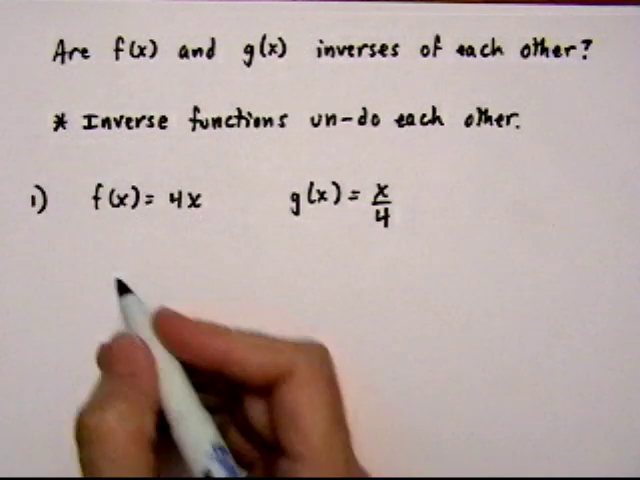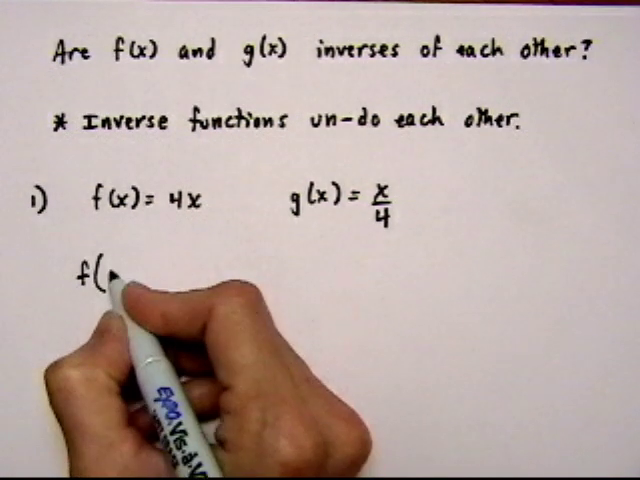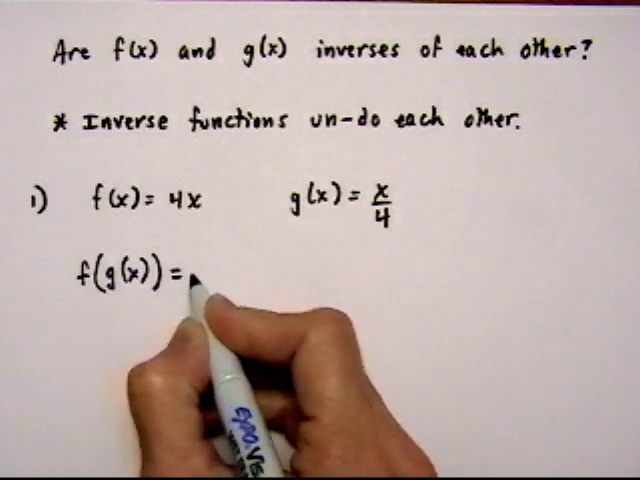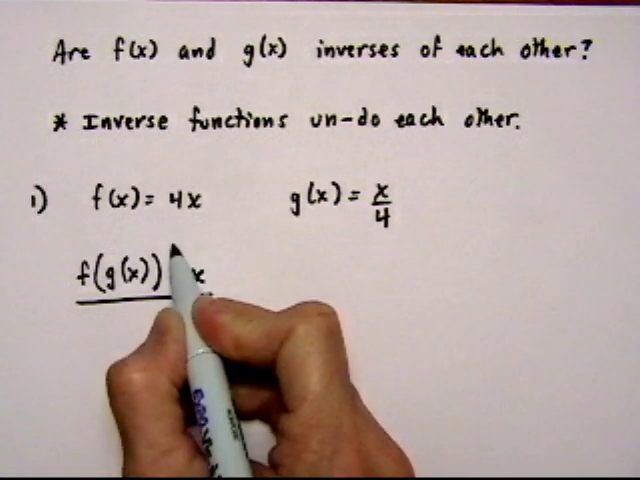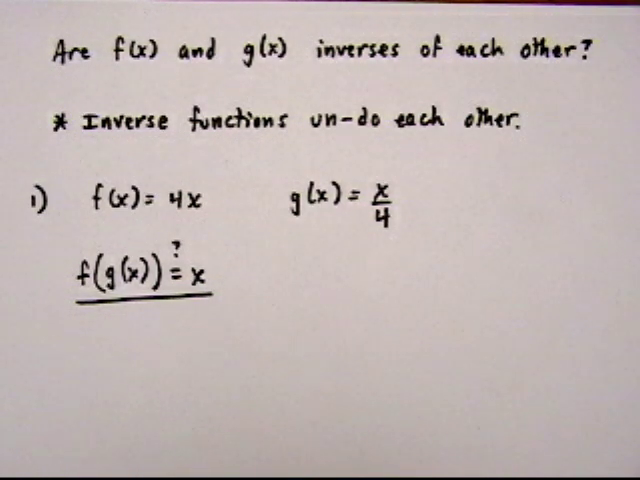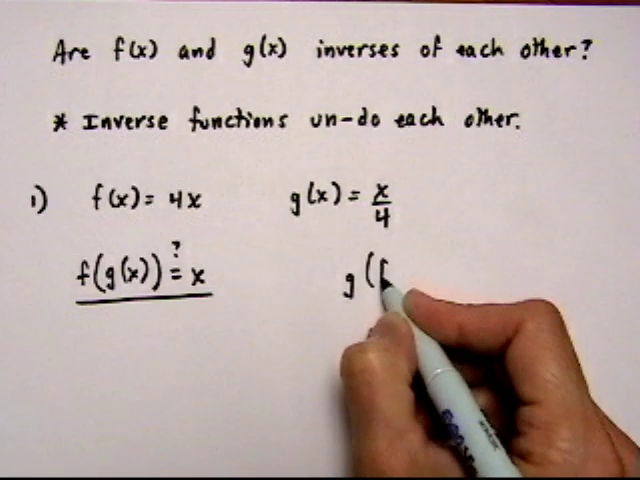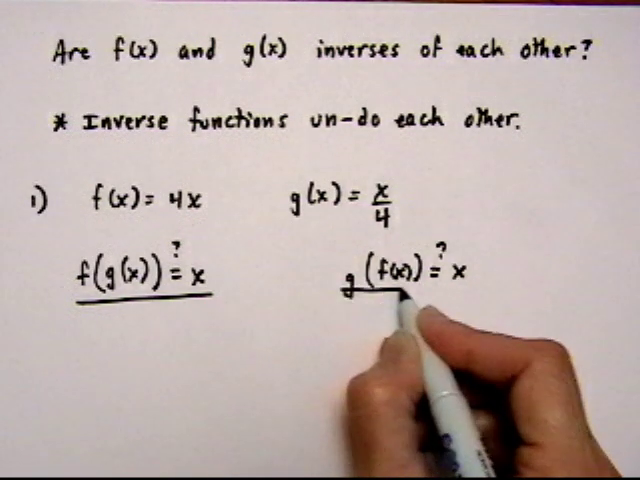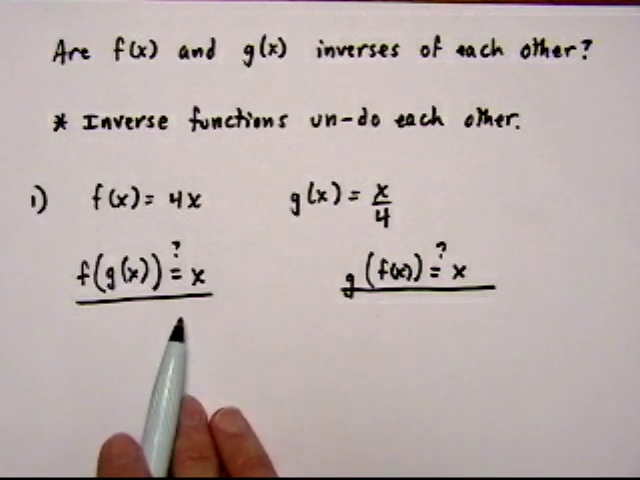So they are inverses, but we can check it algebraically, and that's what we want to do to determine if two functions are inverses. We want to verify that f(g(x)) equals x, and here we're testing whether or not that's true, so I'll put a question mark. And then we also want to do the flip side. Does g(f(x)) equal x? If both of those come out to be true, then yes, the functions are inverses of each other.